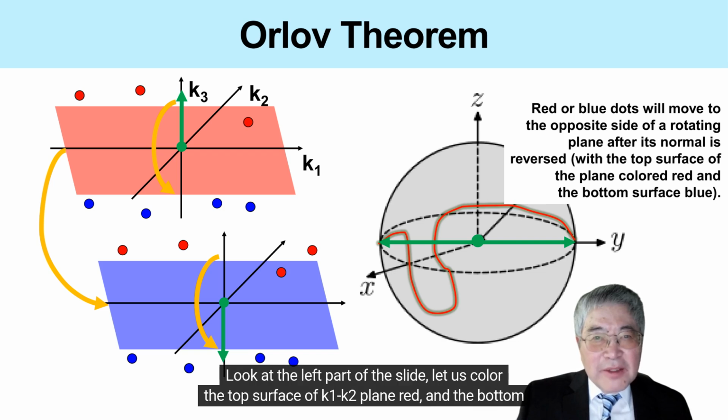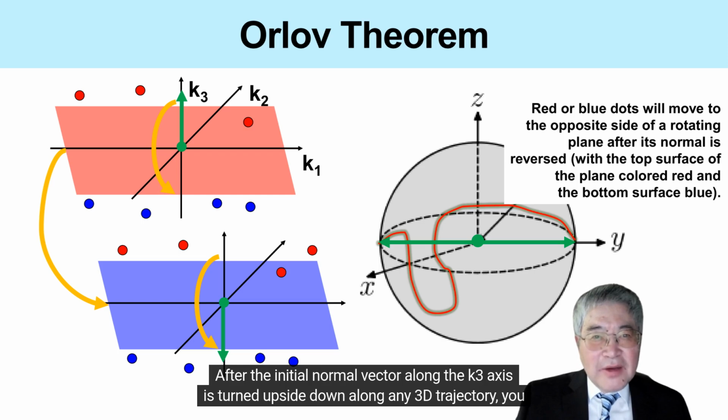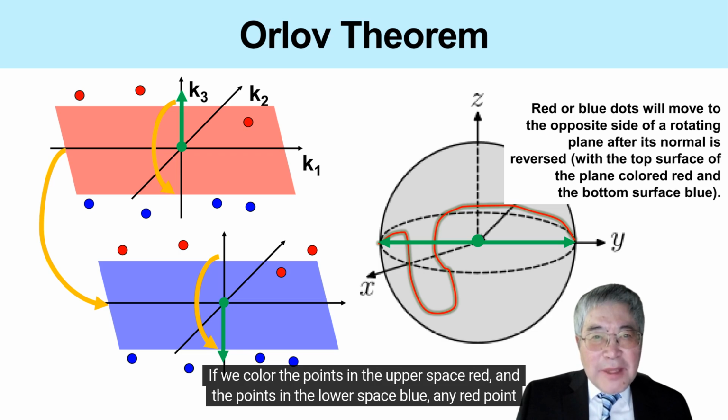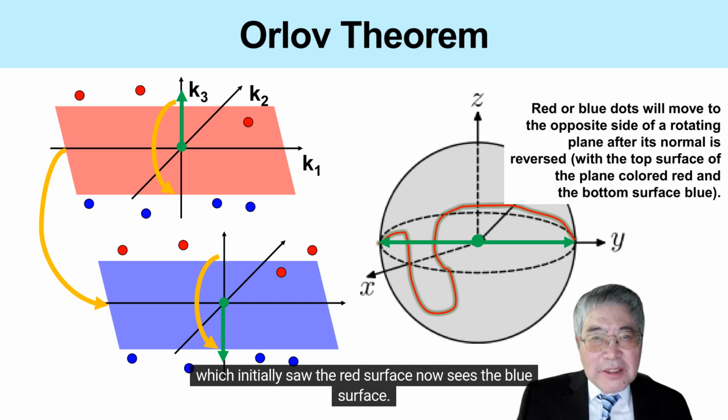Look at the left part of the slide. Let us color the top surface of the K1, K2 plane red and the bottom surface blue. After the initial normal vector along the K3 axis is turned upside down along any 3D trajectory, you will see the bottom blue surface on the K1, K2 plane when you view from top. If we color the points in the upper space red and the points in the lower space blue, any red point which initially saw the red surface now sees the blue surface.